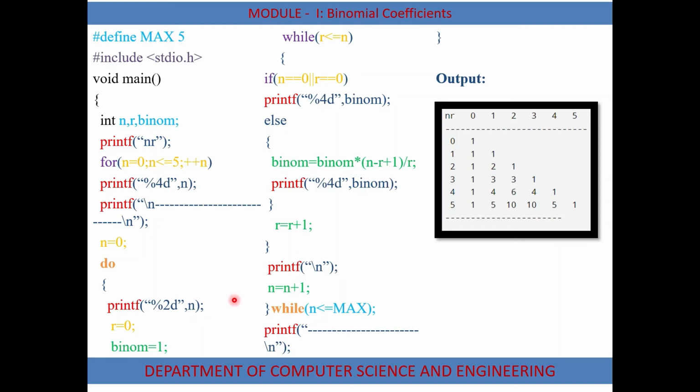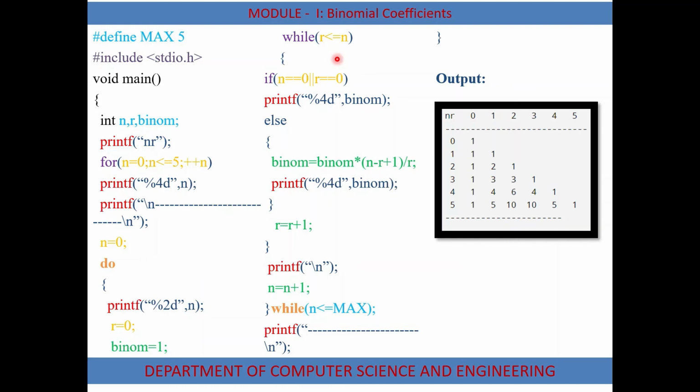Print the value of n. What is n? That is 1. Now the control is already in the next line. It will print the value 1. Again initialize the value r equal to 0, binom is equal to 1. Check this condition, while r less than or equal to n. What is the value of r? That is 0. Is 0 less than or equal to, what is the value of n? That is 1. That is the value we got here. That is 0 less than or equal to 1.